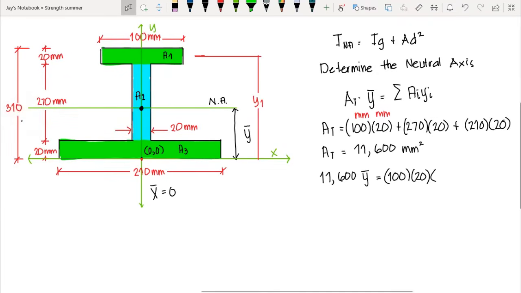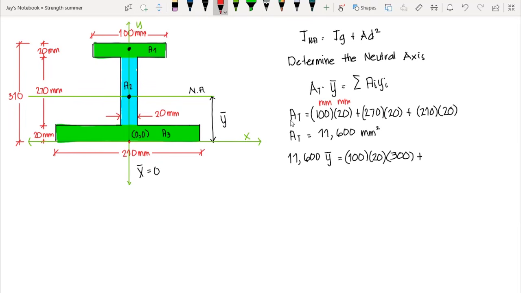So therefore, our y1 here is equal to 310 minus half of 20, this is 10, correct? Since we have 20 millimeter thickness in our flange, so therefore that's 10. So therefore, 310 minus 10 gives us 300 mm. So therefore, the centroid of our area 1 is equal to 300.